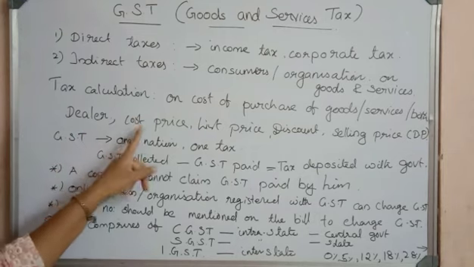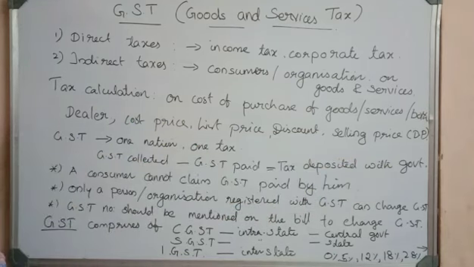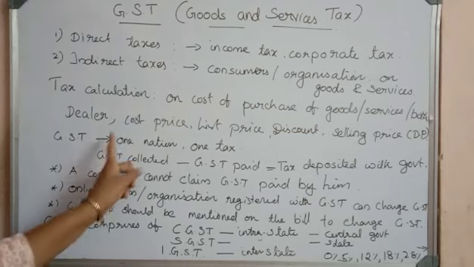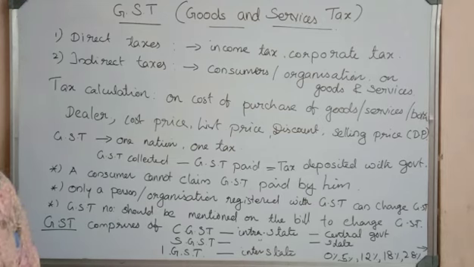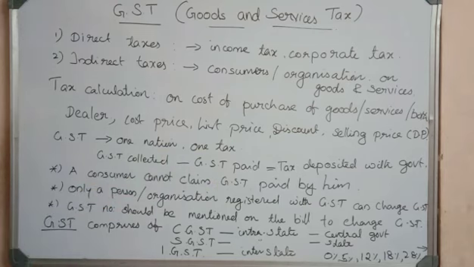When we discuss GST, we need to know a few important terms: dealer, cost price, list price, discount, selling price or the discounted price. A dealer is a person who buys goods or services for resale. The cost price is the price at which a trader buys goods. The cost price is the basic price. The next is the list price. The list price is the price at which an article is marked. It's also called the marked price, printed price, quoted price, etc.